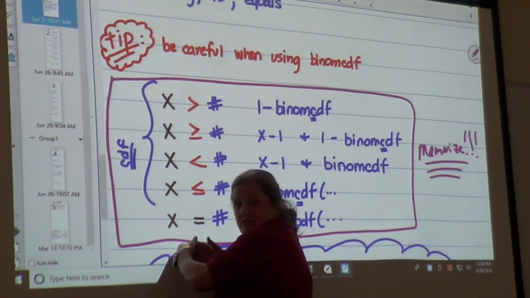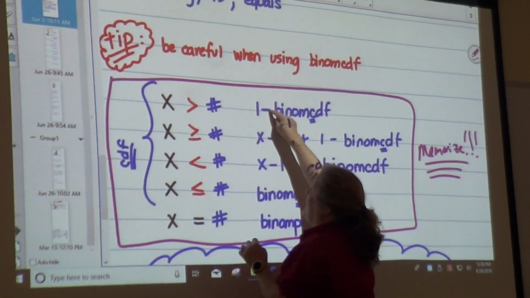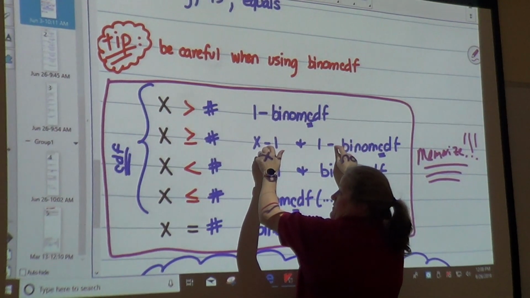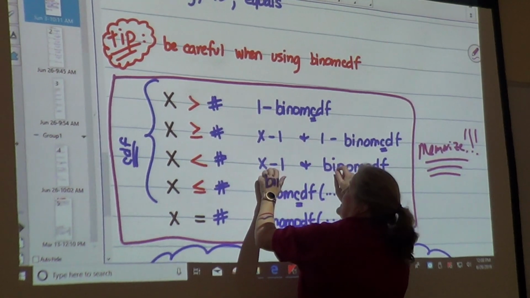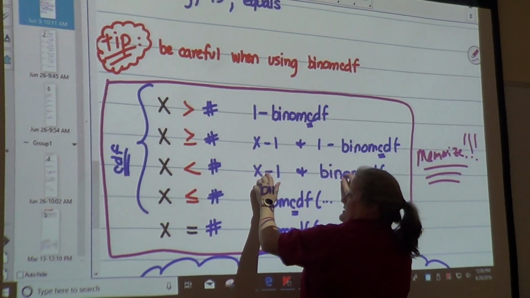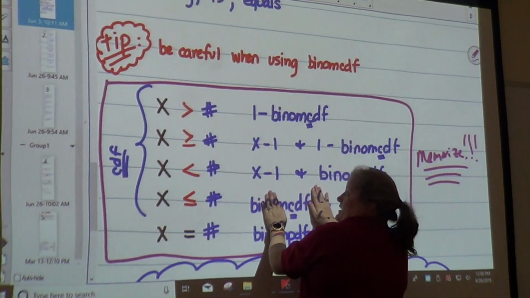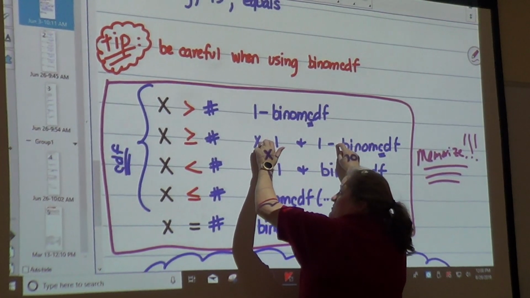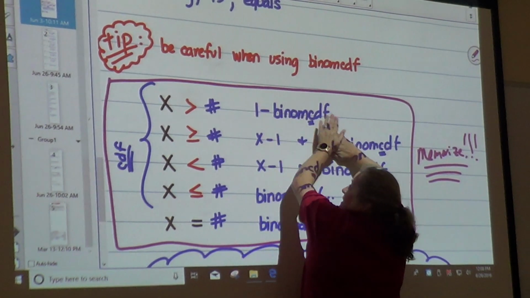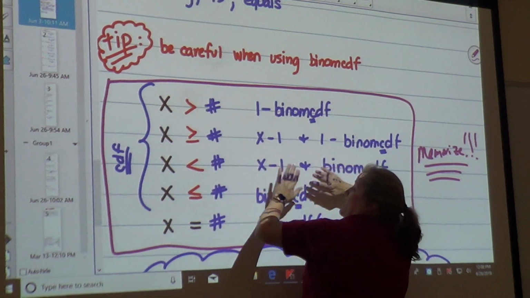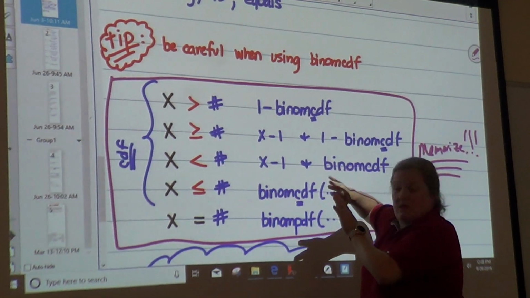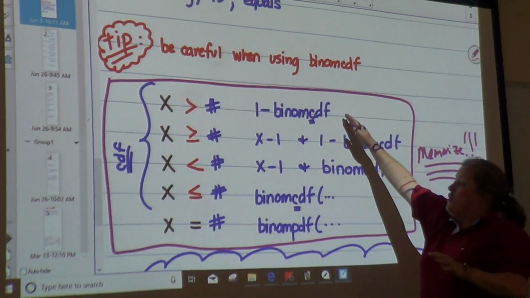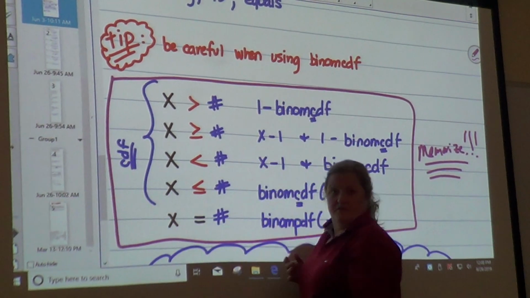Y'all with me? Then I do 1 minus. And then this has both of them, and then this takes away the minus, and this takes away everything. So it's a 1 minus, and then this has both rules, and then we take away that rule, and then we take away both rules. And then your equals is your PDF. All of these are your CDF.